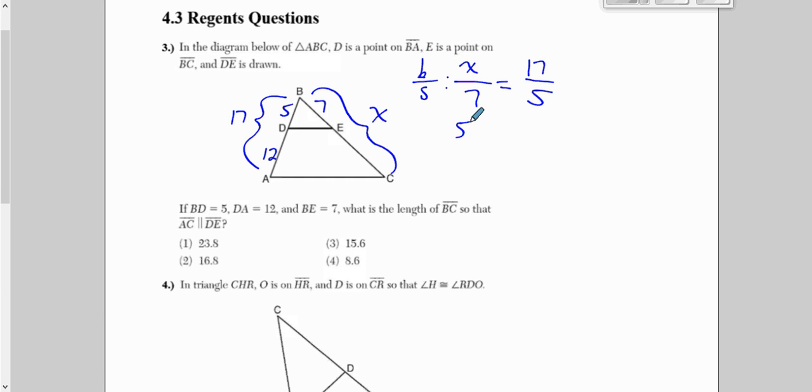So what do we get here? We get 5x equals 119, and what does x equal? 23.8. Well, so why does that work, right? If that's 23.8, then the triangles are similar, right? Which makes all their corresponding angles congruent, right? And if these corresponding angles are congruent, then the lines are what?